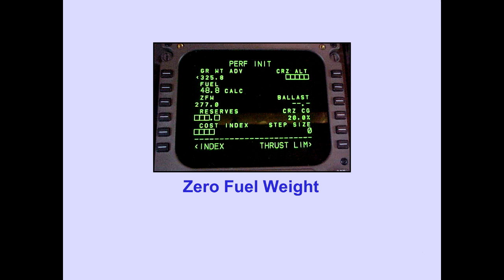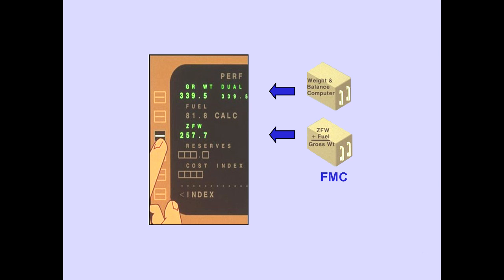Both pilots will compare the FMC calculations and weight and balance form calculations to confirm the weights represented are reasonable and to verify no limits are exceeded. In this example, a zero fuel weight of 257.7 was entered and the gross weight of 339.5 was automatically calculated by the FMC.